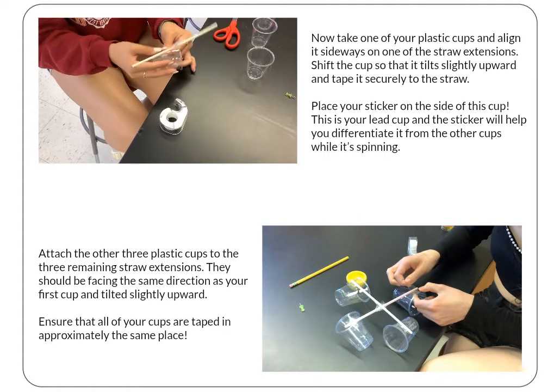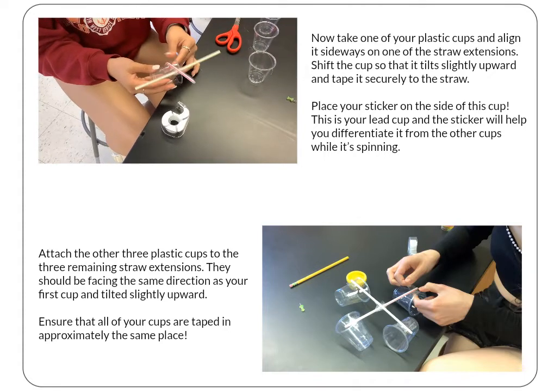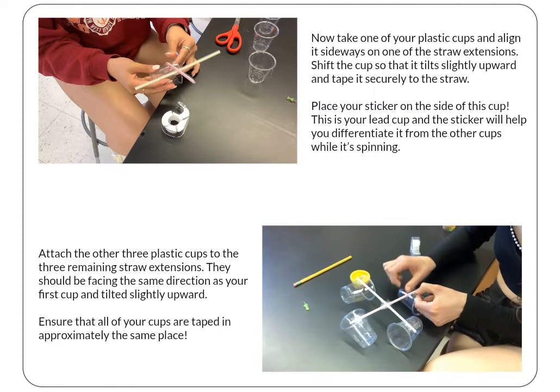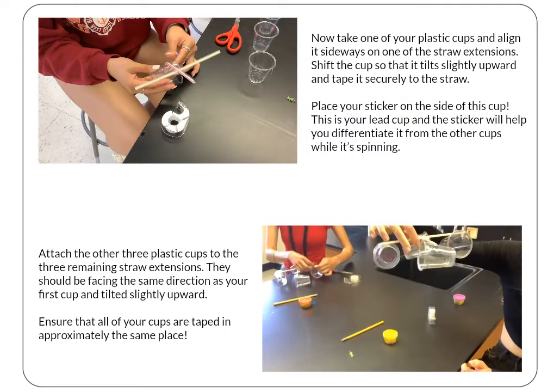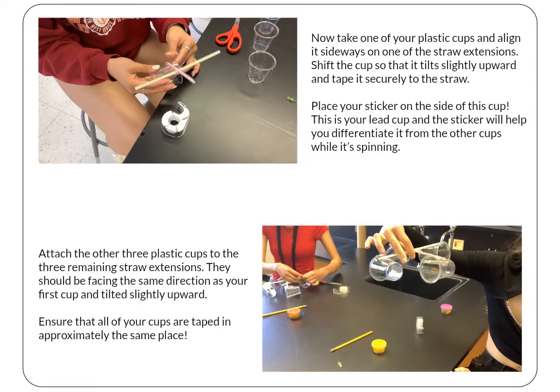Now take your sticker and attach it to the side of this cup. This is now your lead cup, and the sticker will help you differentiate it from the other cups while the anemometer is spinning. After your first cup is secured, attach your 3 remaining cups to the 3 remaining straw extensions. They should be facing the same direction as your first cup and tilted slightly upward. Ensure that all the cups are taped in approximately the same place.